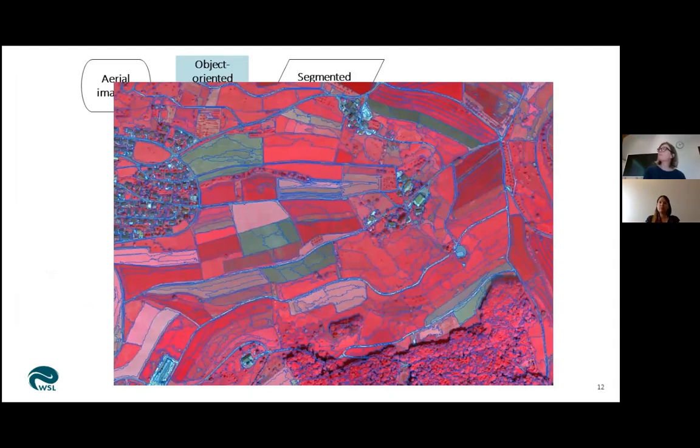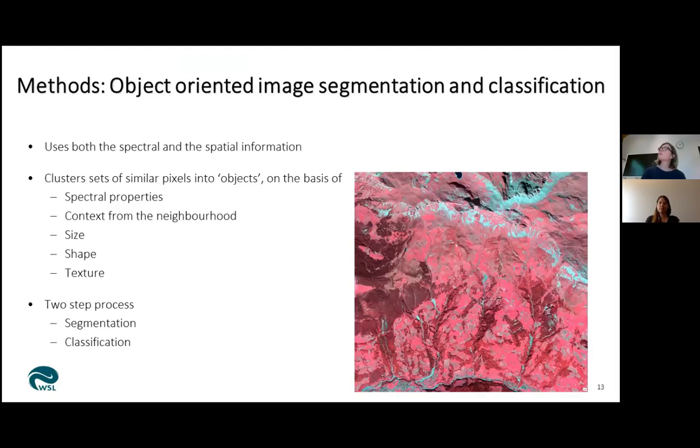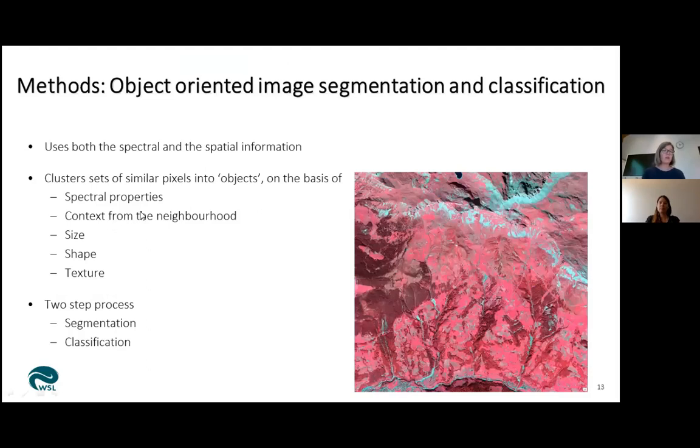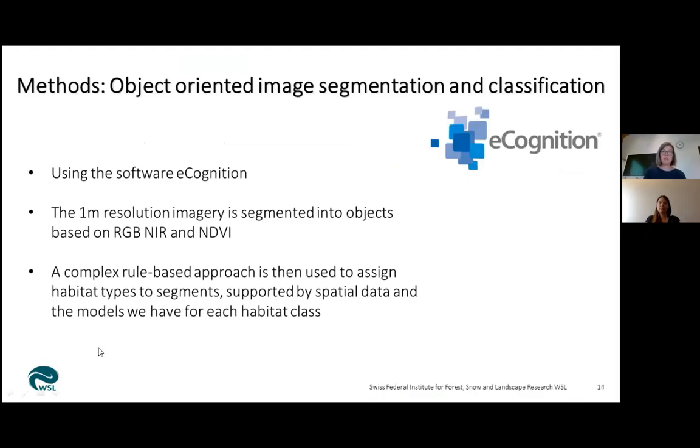into different segments. So we use the eCognition software for this process, and the object-oriented segmentation uses both the spectral and the spatial information and clusters sets of pixels together into objects on the basis of their spectral properties. It also takes into account context for the neighbourhood, texture, etc. And we use a 2-step process, as I already said: first the segmentation and then the classification of those segments.